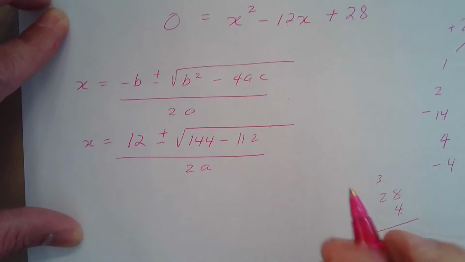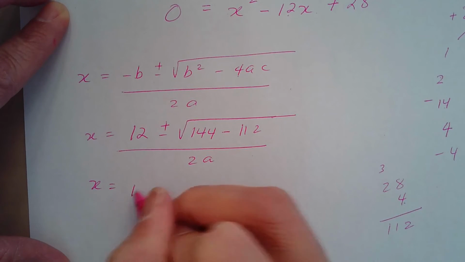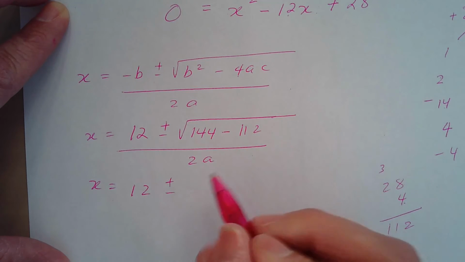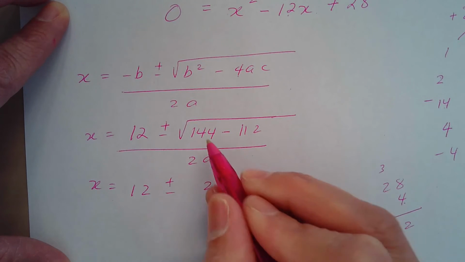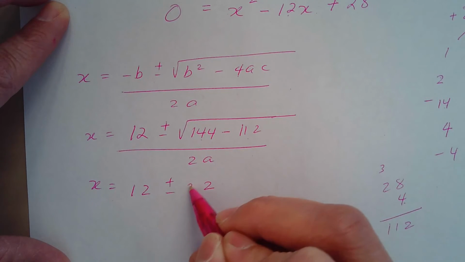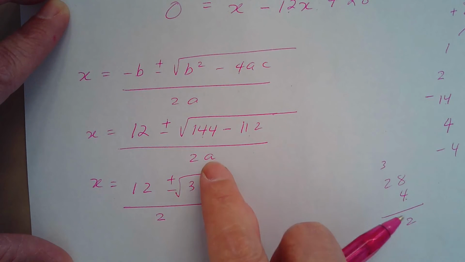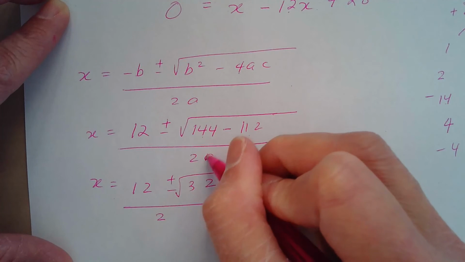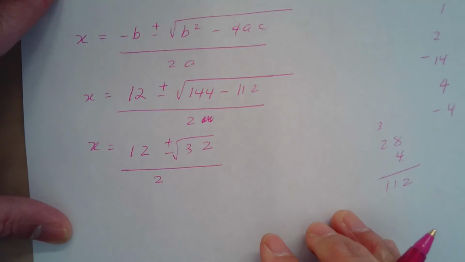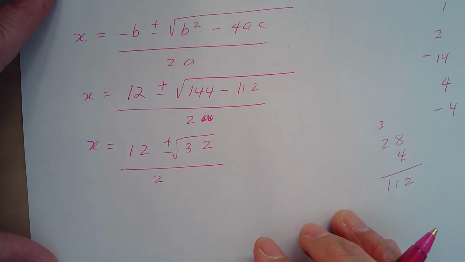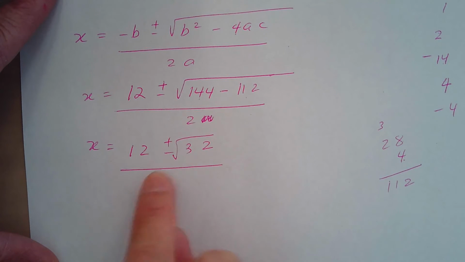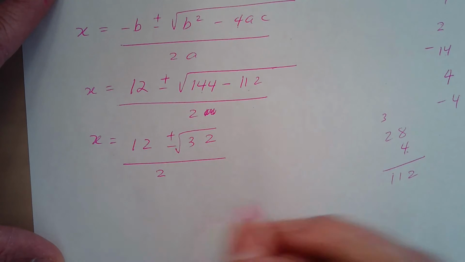Divided by 2a. So x is equal to plus or minus... it's going to give us 2, 32. Oh, I forgot the a. It's 1, so it's just 2. So we get two solutions again. It's going to be 12 plus or minus root of 32 over 2.